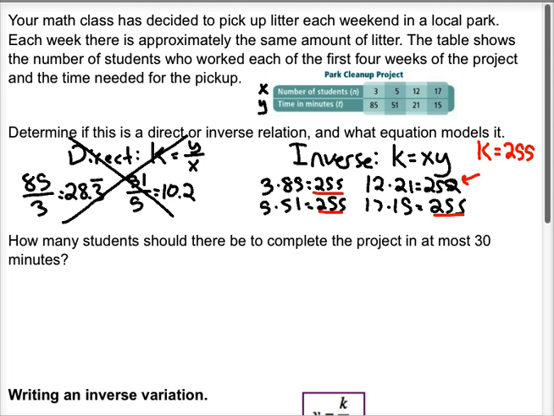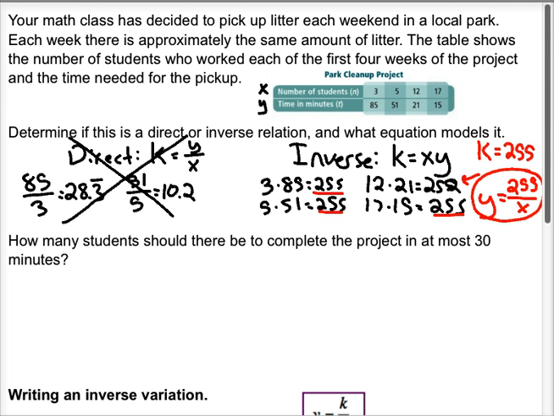Now, what that means is my equation. Remember, the equation itself is y equals that k value over x. So when they ask for the equation, remember, finding k is not the equation. You have to take that k and plug it in. That is what gives you the equation.